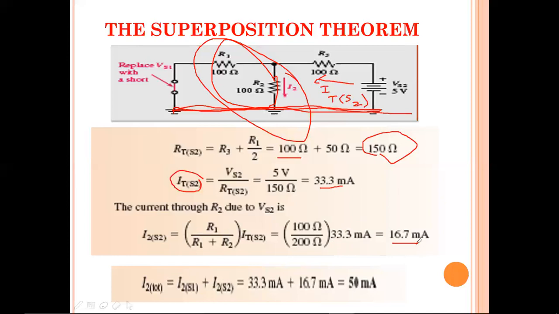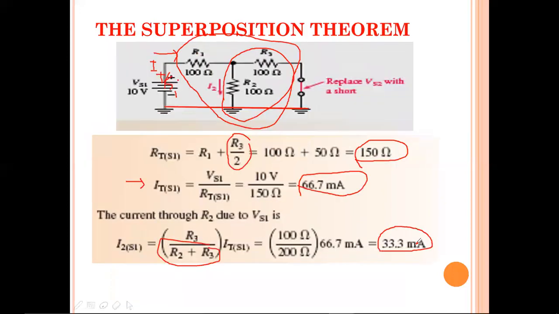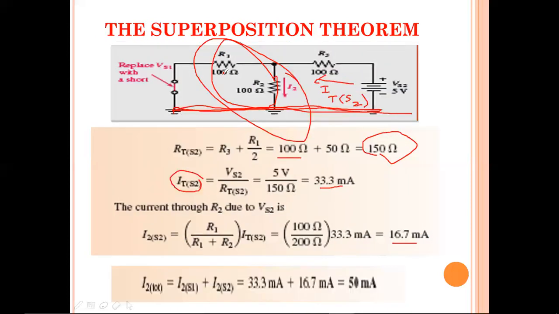Both directions are downwards. When VS1 is active, the current is downwards. Please observe here: when VS2 is active, the current is also downwards. In both cases, the current is downwards. Then for finding the total current, you should add these two currents: one when activating source 1, and the second when activating source 2. Then it becomes a total of 50 milliamps of current flowing through this R2 resistance when both sources are active.